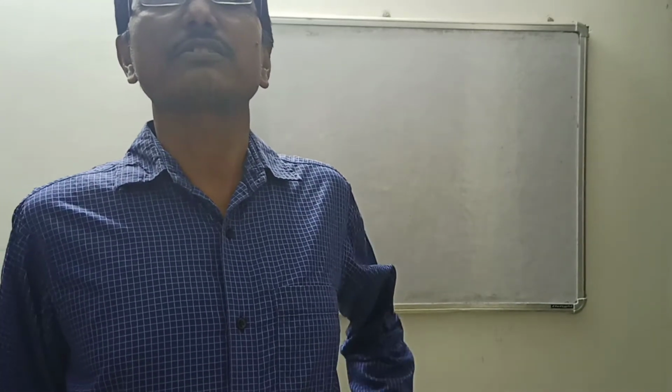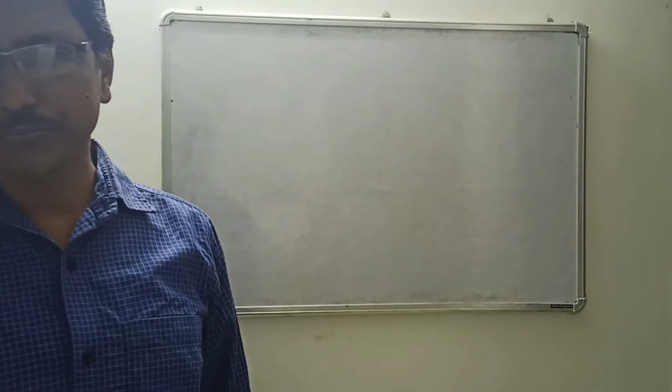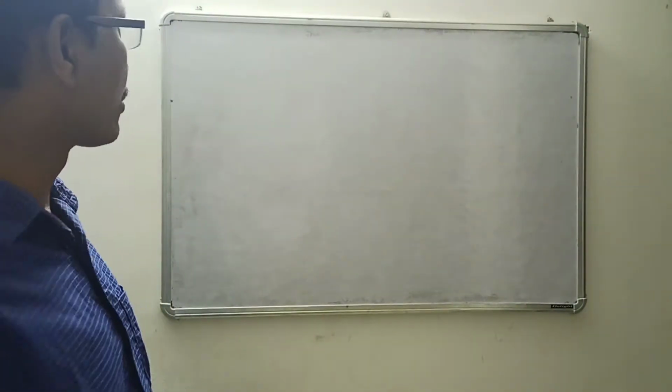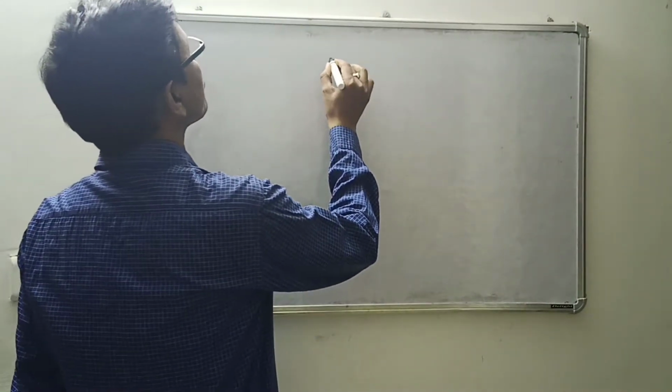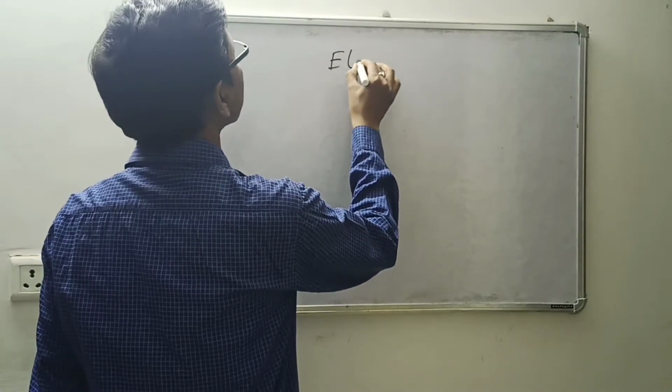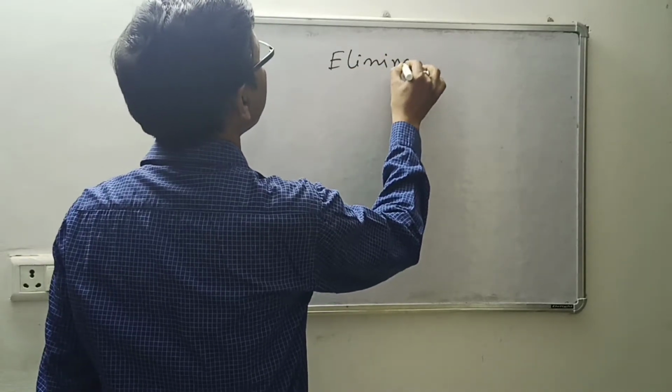In the last class, we discussed the method of solving linear equations in two variables. One of them was the substitution method. Now, today we would like to discuss another, more important method, known as the elimination method.